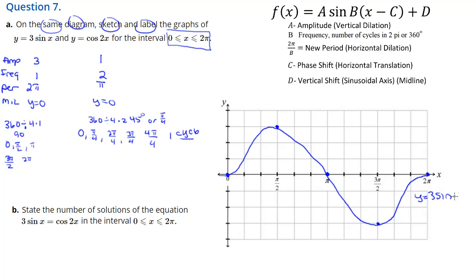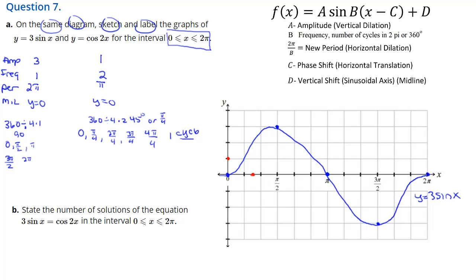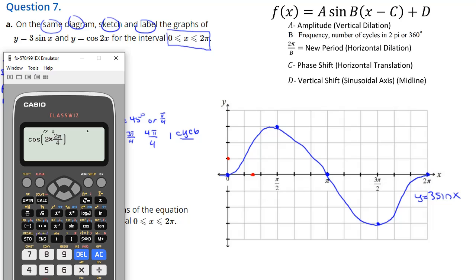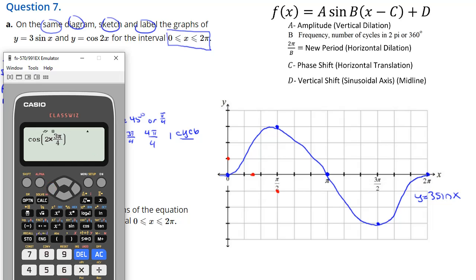So for the cosine, we've got to make sure we label ours first. All right, so let's go back over here now, and let's take a look at the cosine graph. Y equals cosine 2 times 0, 1. Y equals 2 times pi over 4. That's going to be 0. Y equals 2 times 2 pi over 4, negative 1.